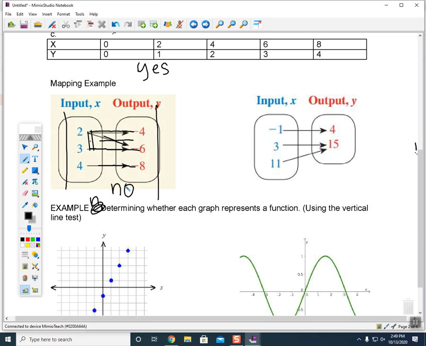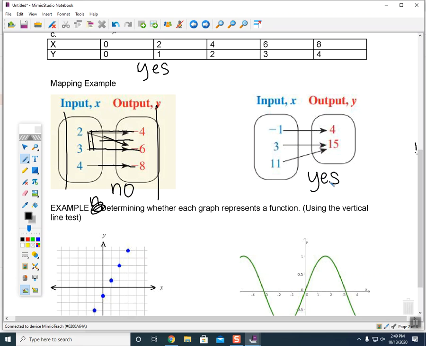I look at the second example, I'm asking the question, does every input go to one output? My -1 goes to 4, goes to one spot. 3 goes into 15, goes to one spot. 11 also goes to 15, goes to one spot. This is a function.